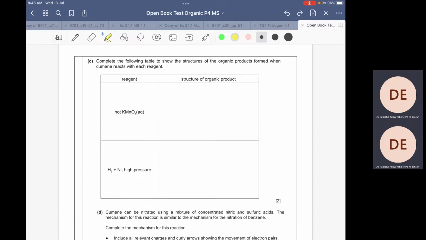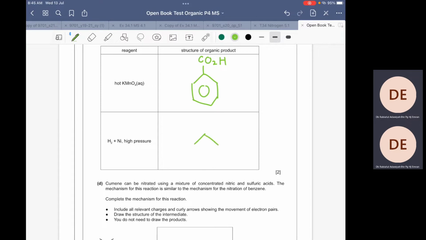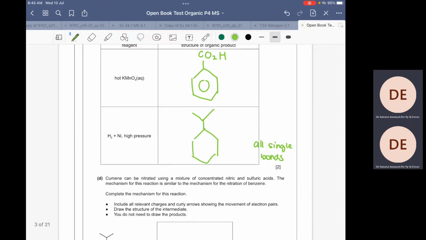For part C, I'll just quickly write down the answer. You should get a benzene ring with a COOH, whether they write down or draw out the structure, that's fine. That is the oxidation. Next is the hydrogenation. Hydrogenation, all single bonds. You should not have the ring structure in the benzene. So 1 mark for each structure.